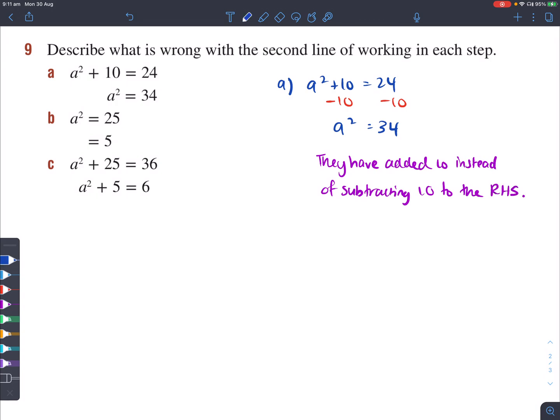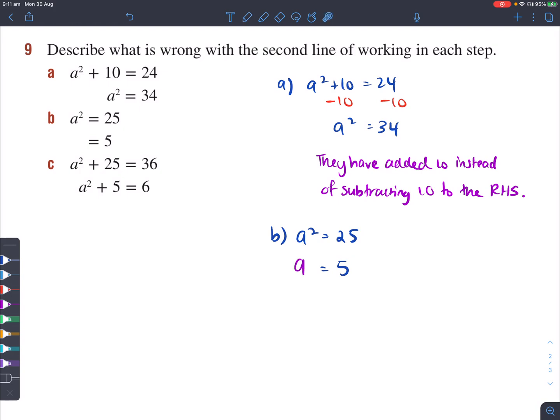Now for question B, they wrote a squared equals 25, and then nothing equals 5. You can identify straight away that there's nothing here, and there has to be something here on the left side. If you keep writing equals, equals, equals, and there's nothing in this space here, then we assume this a squared equals 5, which is not correct. This is something that a lot of students do. You have to write down a.